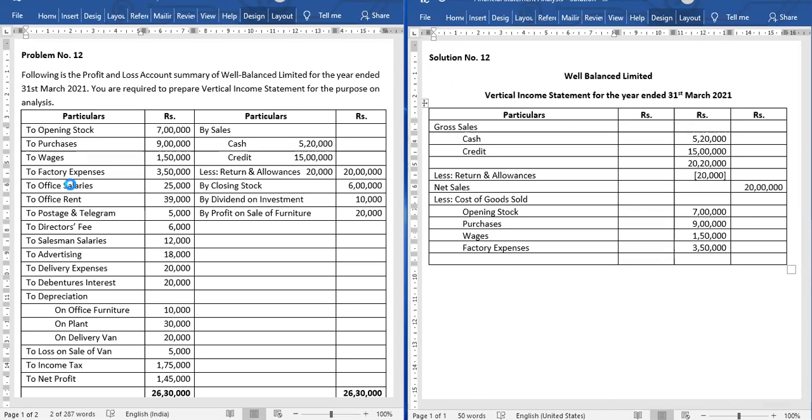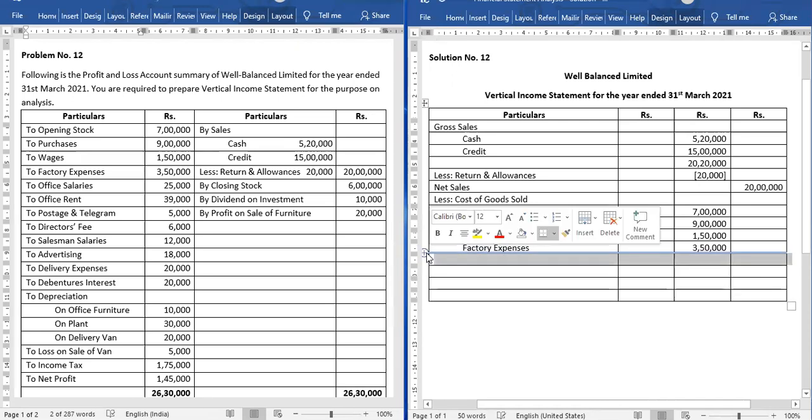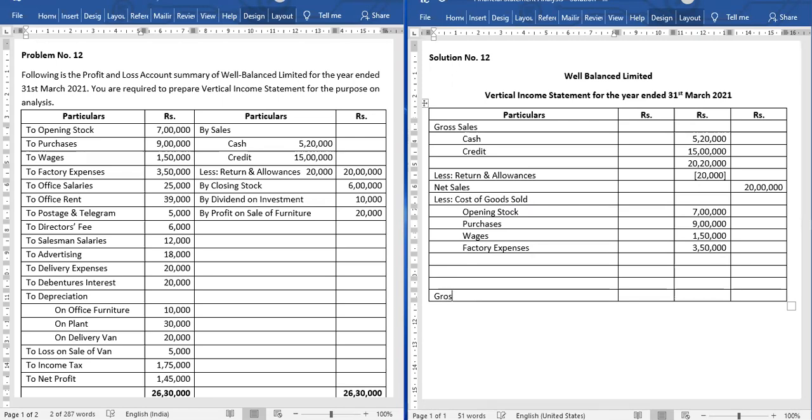Office salaries goes to admin. See, let's complete this step first. COGS includes, leave 3 to 4 lines more. Okay. Then after this, gross profit is equal to net sales minus cost of goods sold, COGS.